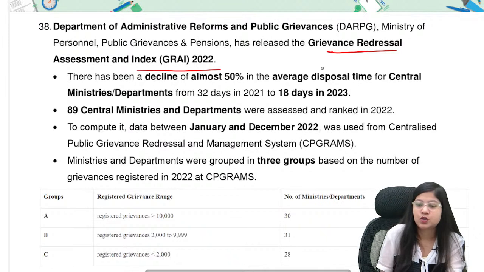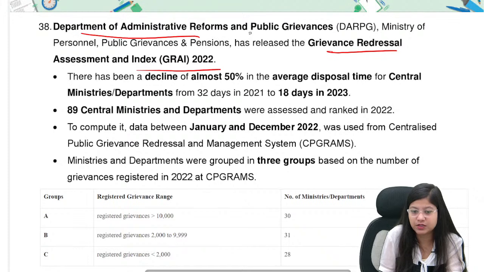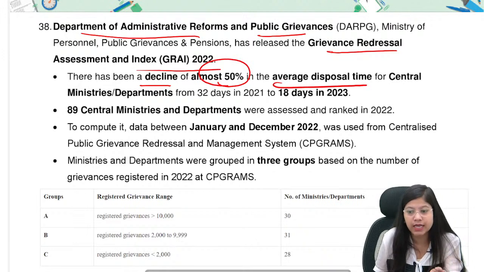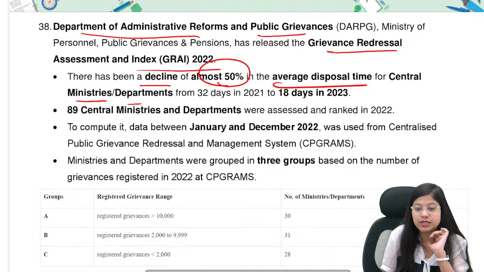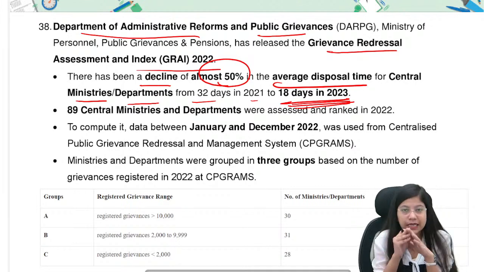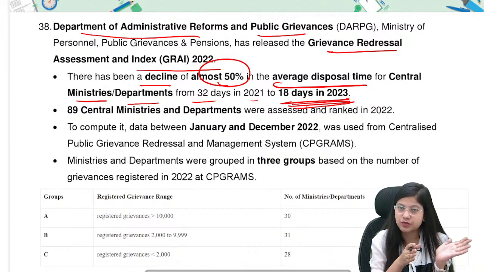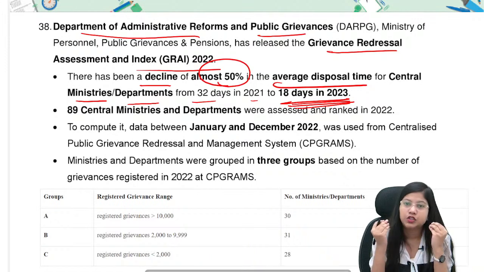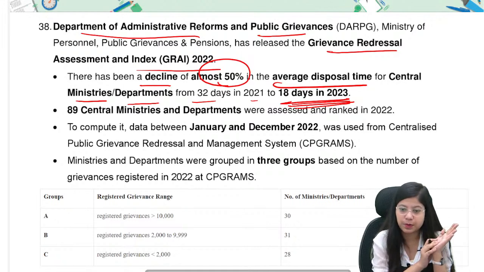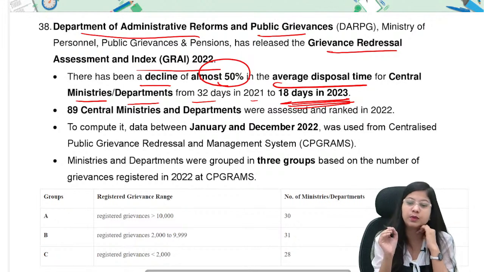Let's go. The Grievance Redressal Assessment Index 2022 was released by the Department of Administrative Reforms and Public Grievances. There has been a decline of almost 50% in the average disposal time for central ministries and departments, from 32 days in 2021 to 18 days in 2023. Okay, so if you are having any problem with regards to the central ministries or the departments, just write to the Department of Administrative Reforms and Public Grievances, and it is going to be resolved within 18 days.